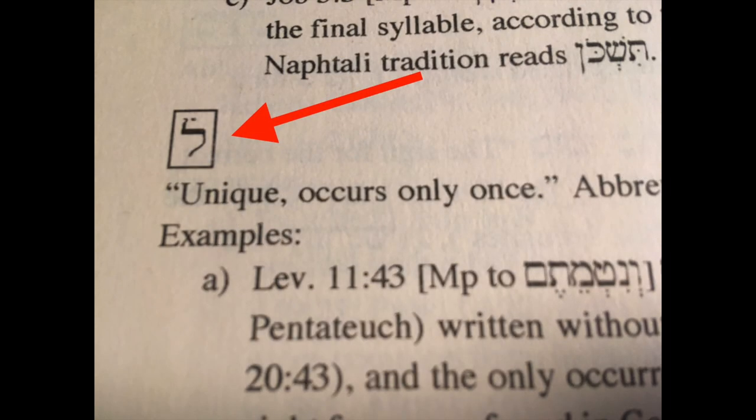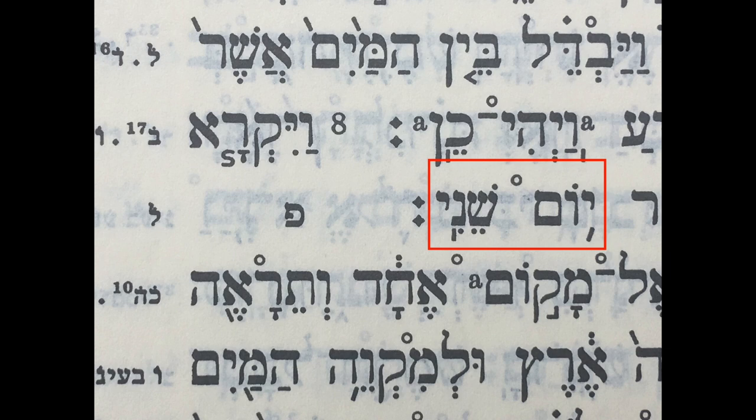And in our case, if we look at the lamed, which is the most abundant Masorah note, it appears way more than any other type of note. The lamed means leta, which means none other, unique, occurs only once. And so what that means is that this phrase only occurs here in Genesis 1:8, so that if you have the phrase Yom Sheni in Jeremiah, in Habakkuk, in Ezekiel, wherever else you have it, Exodus, Deuteronomy, you are making a mistake because Yom Sheni only appears here.